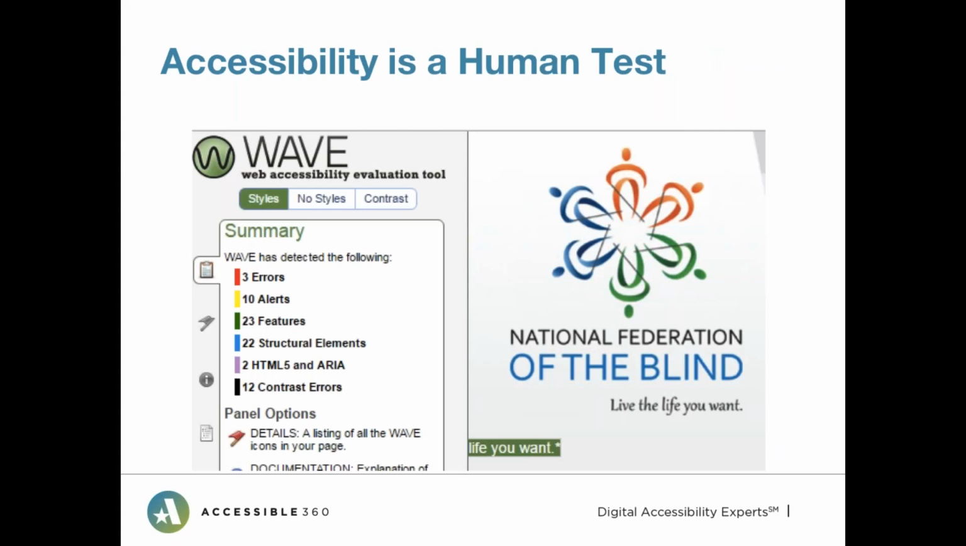Here's a very popular one. It's the WAVE accessibility evaluation tool. This is free. You could, in your office right now, go to your Chrome extensions, download this, put it on, and run your site through it.